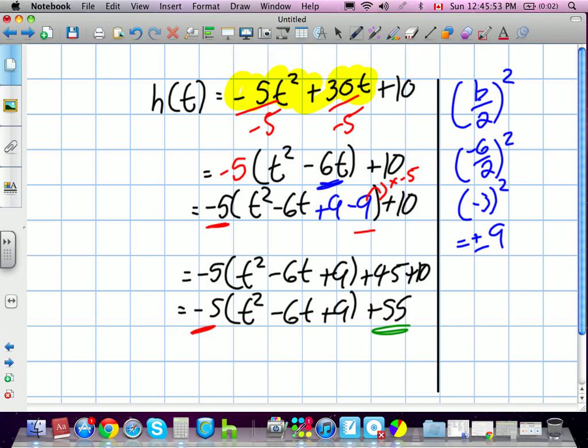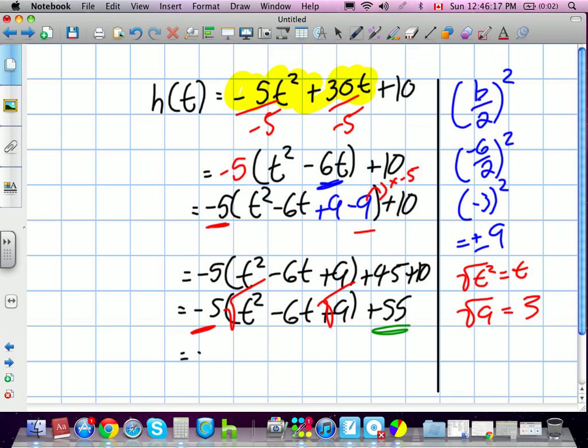Well, here's the fast way to do it. I've created a special number by using this formula. Because I use that formula, this special number, I can factor these brackets by just square rooting the first and last term. Square root of t squared is t. Square root of 9 is technically plus or minus 3, but what we're going to do is we just want the absolute value, 3. Okay?